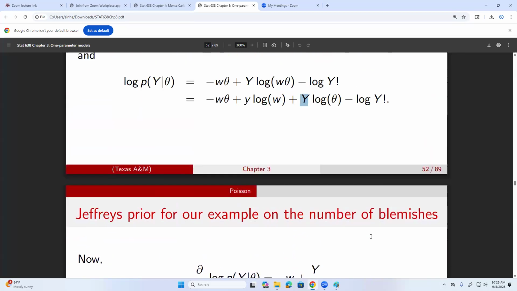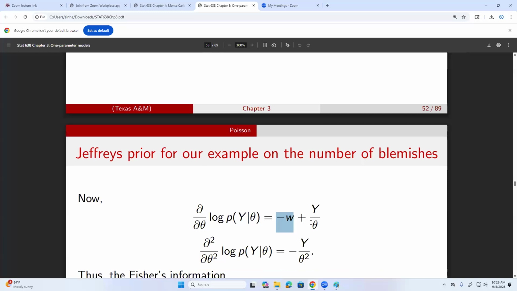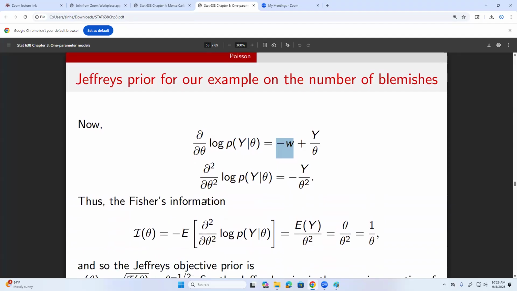You know the technique of deriving Jeffreys prior. First, you take the double derivative of the log likelihood, put a negative sign, take expectation, and that is the information. Then take the square root of the information, which will give you the Jeffreys prior. So first derivative of the log likelihood is minus W plus Y over theta. Second derivative is minus Y over theta square. Thus the Fisher's information is the negative of the double derivative, and then the expectation.